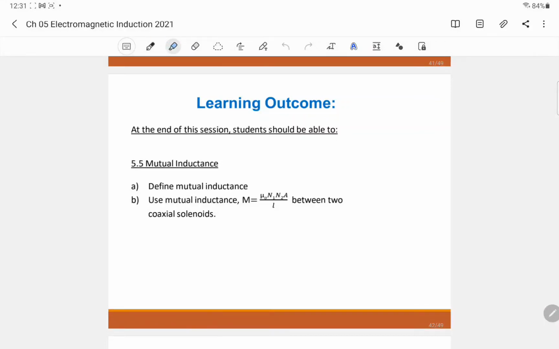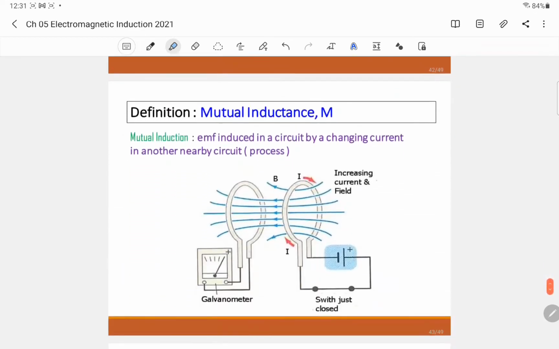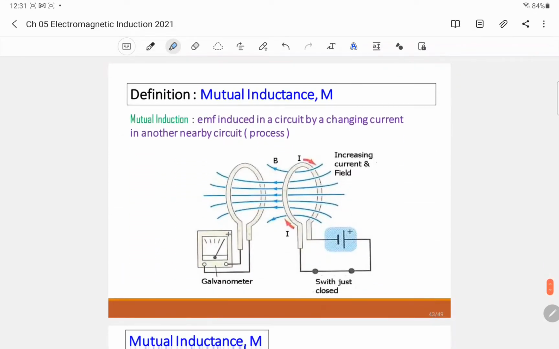So today we go to chapter 5.5, which is mutual inductance. First you have to define what is mutual inductance, and second you have to use mutual inductance, which equals M is equal to mu naught N1 N2 A over L between two coaxial solenoids. Okay, so we go to the definition of mutual inductance.